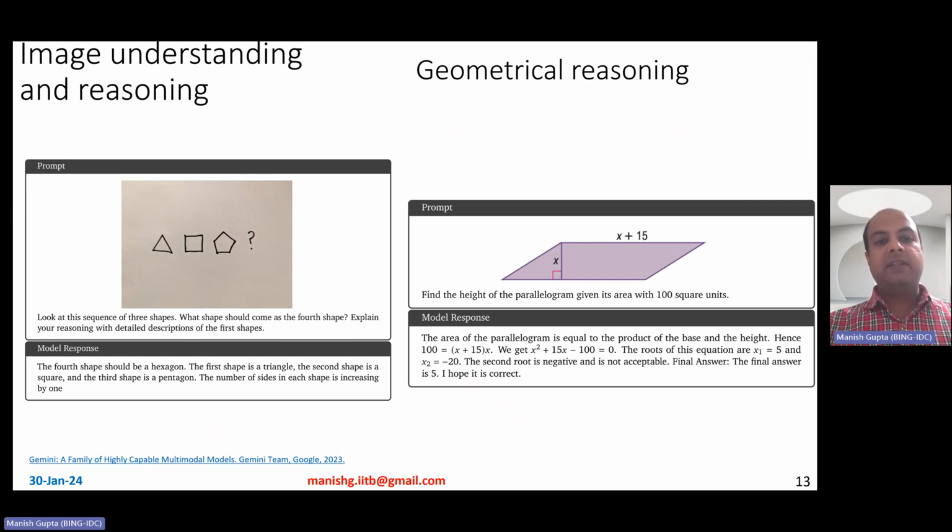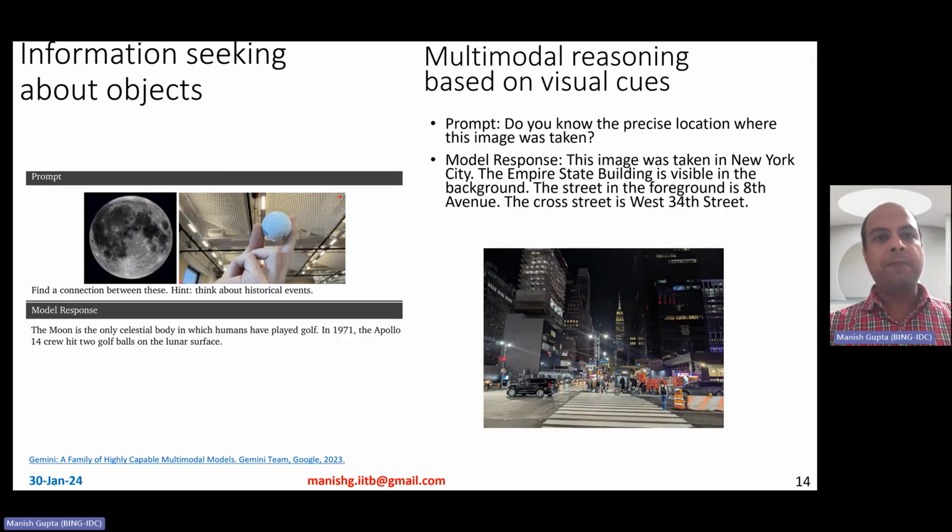Image understanding and reasoning. Remember solving these kinds of puzzles in school? So, 3-sided, 4-sided, 5-sided, and you give it this prompt and it nicely tells you the fourth shape should be a hexagon, right? Geometric reasoning. So you can basically give this kind of a question. Basically, you say find the height of the parallelogram given its area is 100 square units. So basically, X is what you're asking for. And it basically nicely and correctly points out with appropriate reasoning why X is 5.